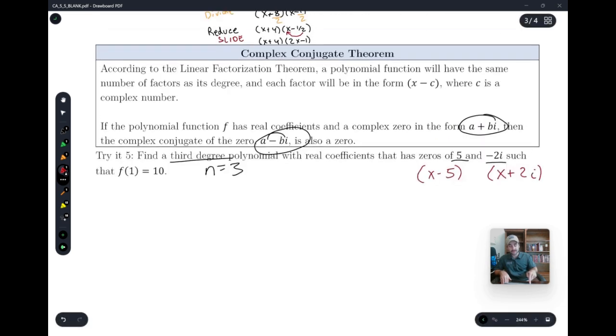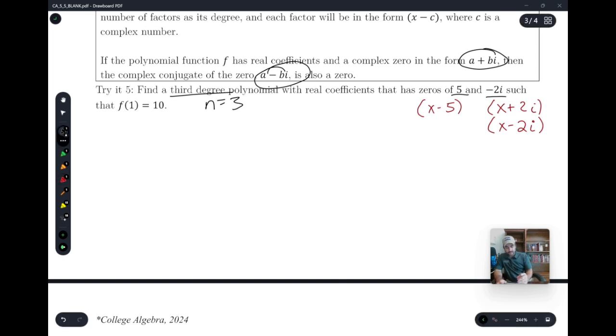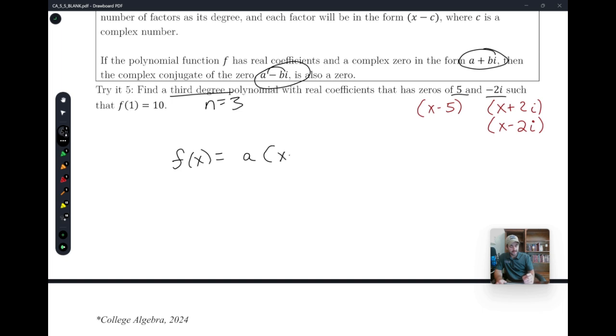And this complex conjugate theorem says that if you have a complex solution, or a complex 0, or a complex root, well, it's not an x-intercept, then you have its conjugate hanging out there. So you have negative 2i as well. And those are our 3 roots, so we can go ahead and solve now. So we've got f of x is equal to a times x minus 5, x plus 2i, and x minus 2i.